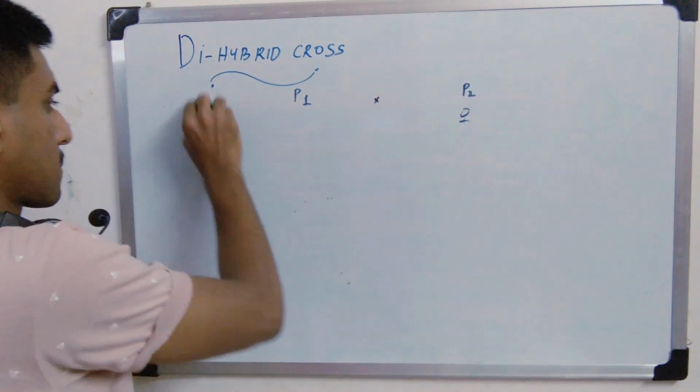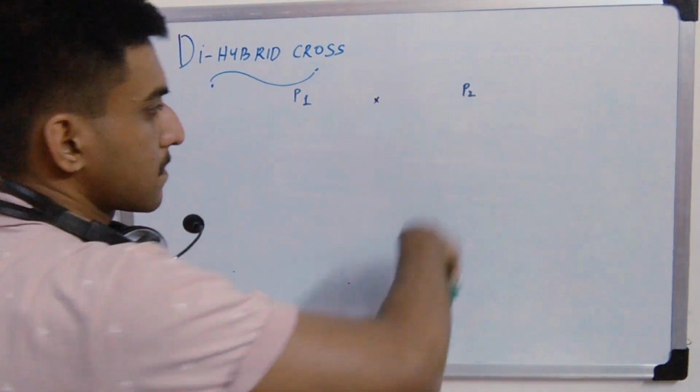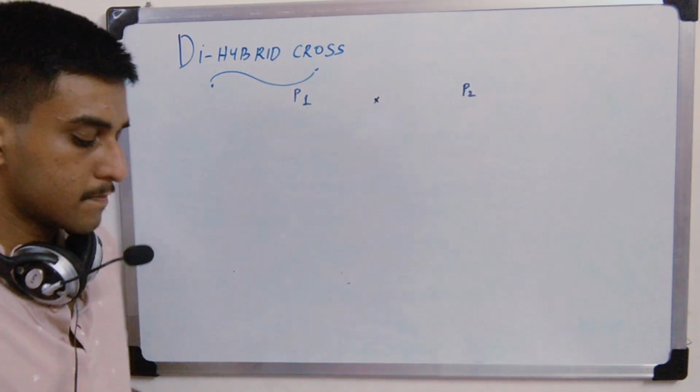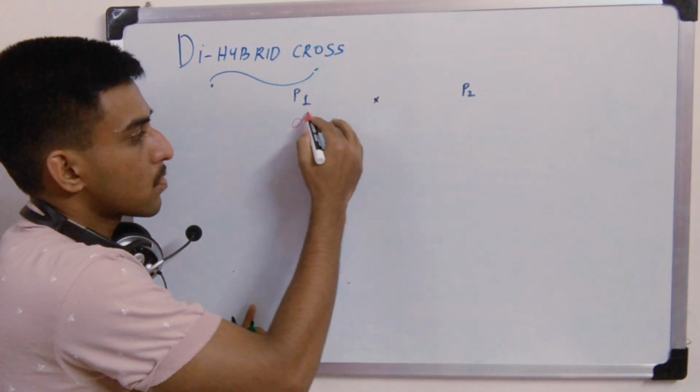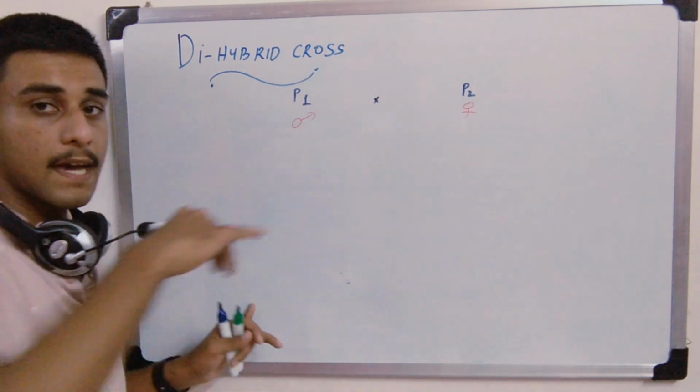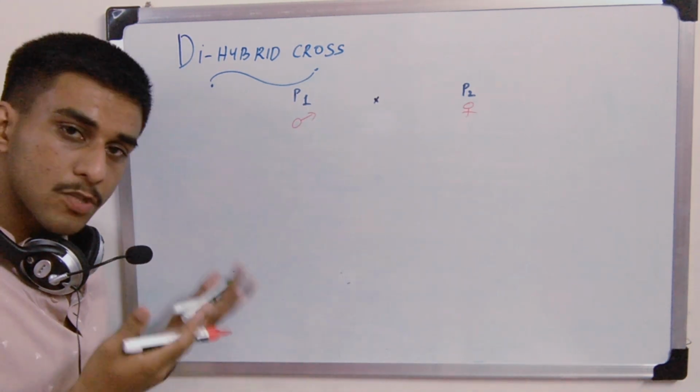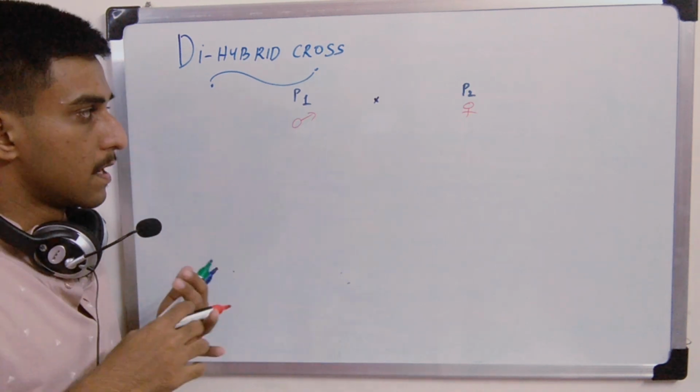F1. There is no need to write male or female here because the result will be the same. I will show you why the result was the same in the reciprocal cross.